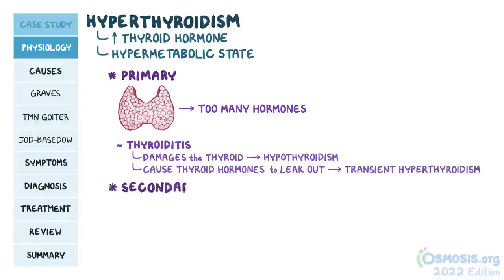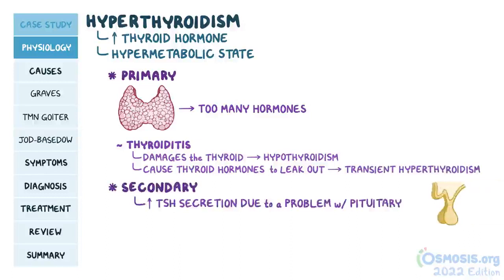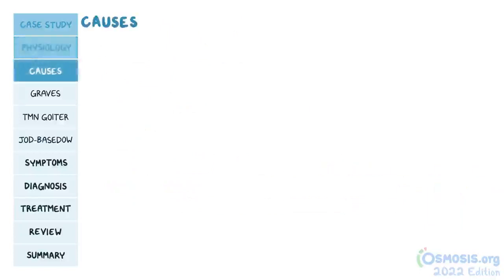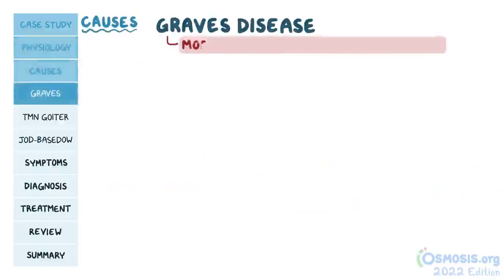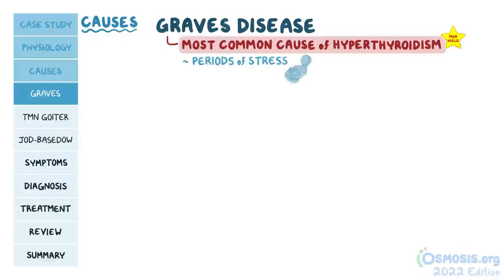Then there's secondary hyperthyroidism, where the problem is increased TSH secretion due to a problem with the pituitary gland, like a rare TSH secreting adenoma. Now let's talk about some of the causes of primary hyperthyroidism. Graves' disease is the most common cause of hyperthyroidism, which can sometimes manifest during periods of stress, like during pregnancy.